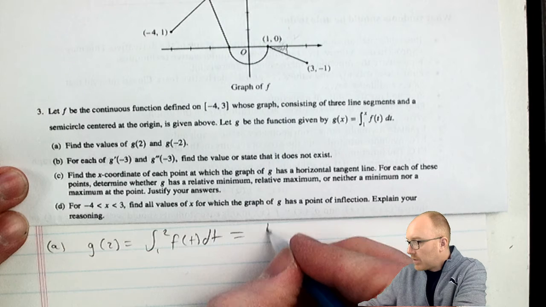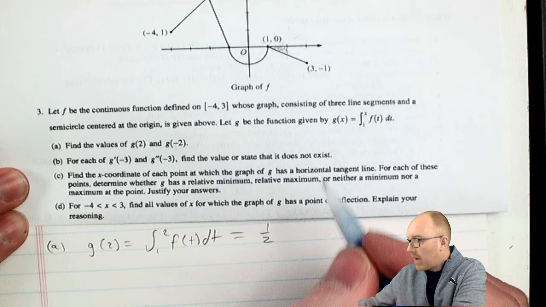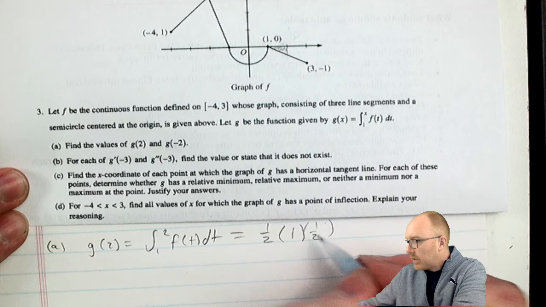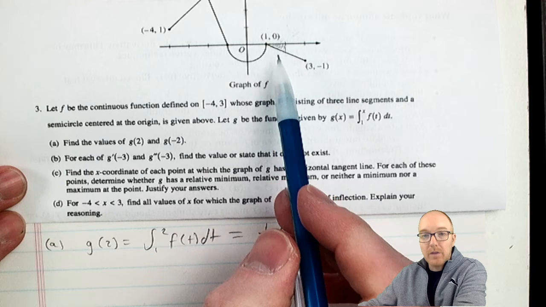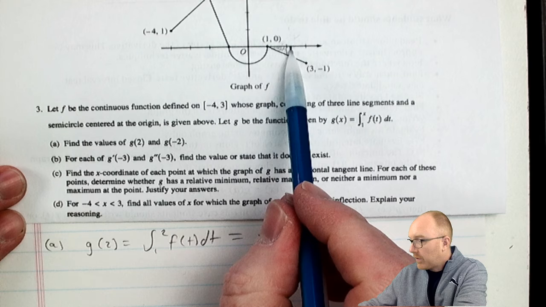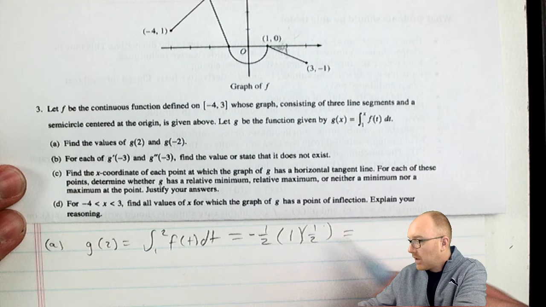So we're going to use geometry, 1/2 base times height. Our base would be 1, and our height will be a half. Base is 1, height is a half. Now what else do we know? We know that we're integrating from left to right, and this is below the x-axis. Therefore, a negative. So integrating from left to right, this is below the x-axis, so this will be a negative 1/4.